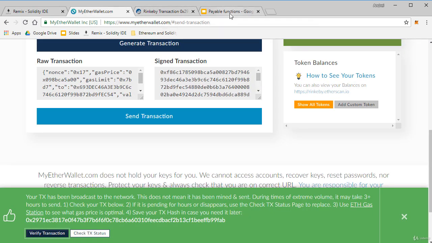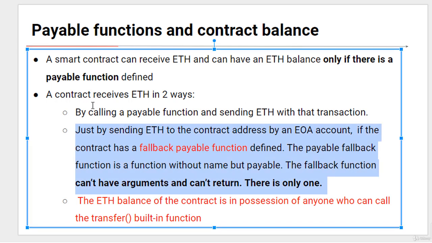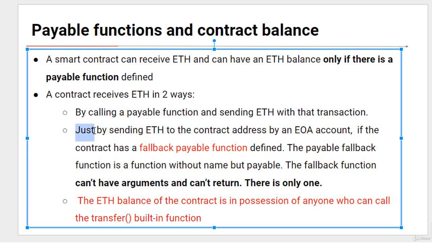Okay, so back to the slide. We've just tested the second possibility. So a contract receives ether in 2 ways. I've tested this just by sending ether to the contract address by an externally owned account, if the contract has a fallback payable function defined. The first possibility is by calling a payable function and sending ether with that transaction.